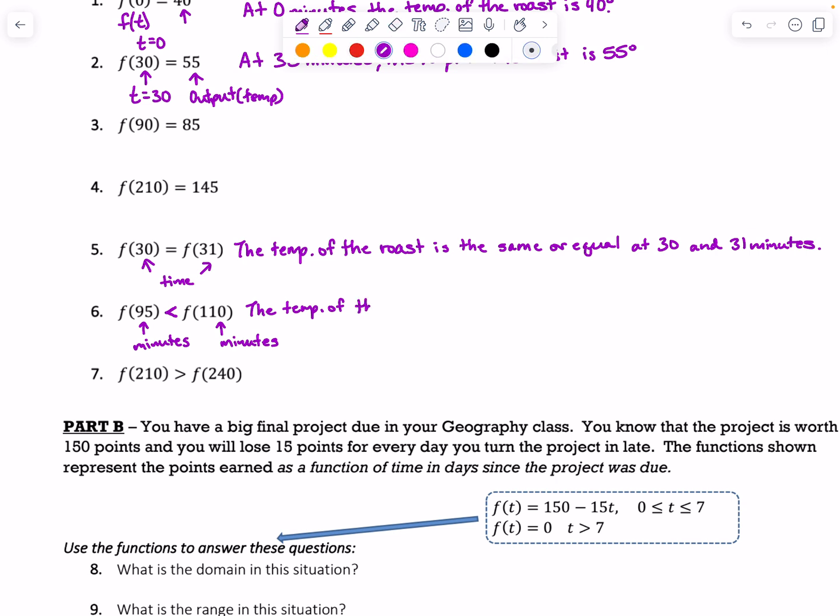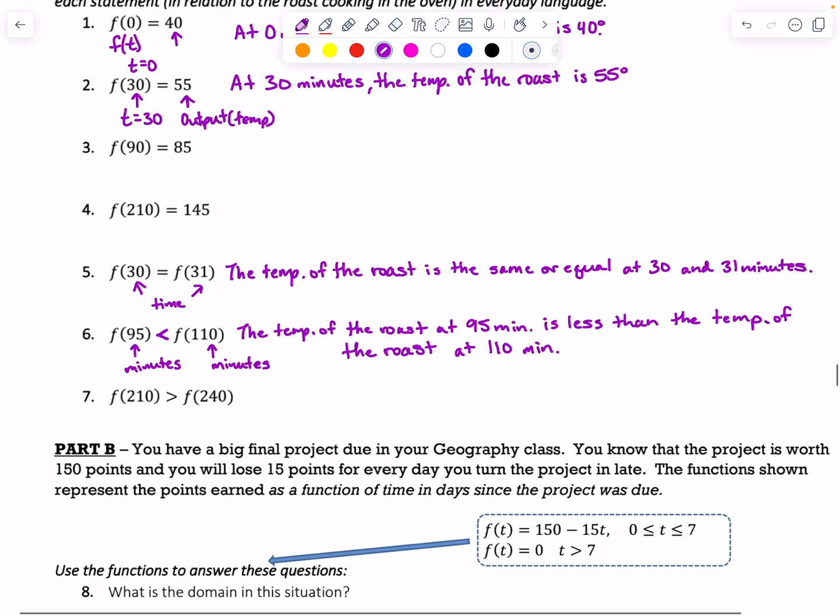let me put in at 95 minutes is less than the temperature of the roast at 110 minutes, which would make sense because it hasn't cooked as long.